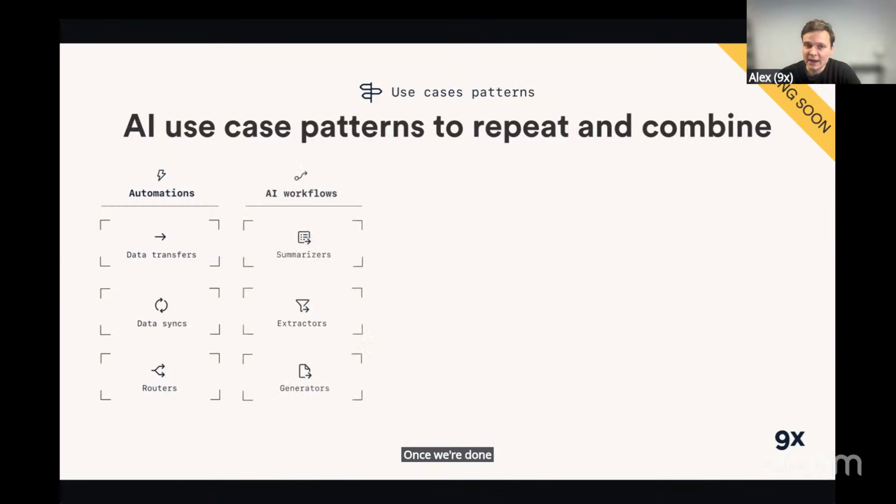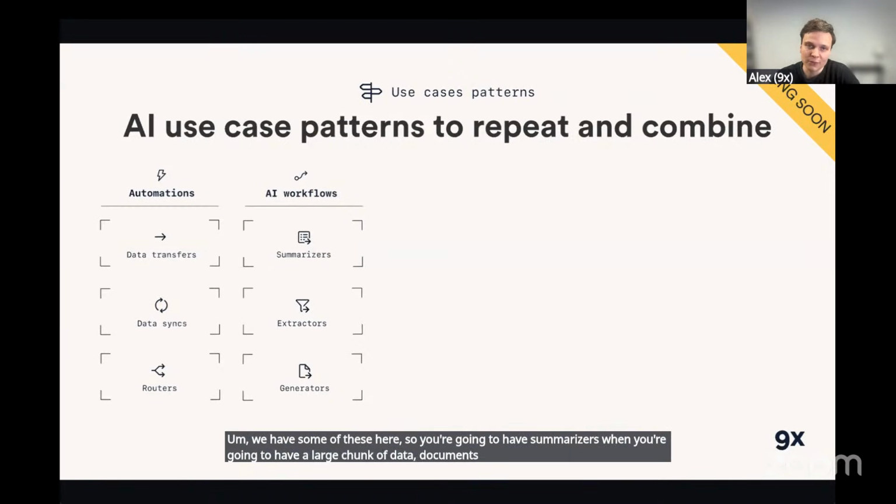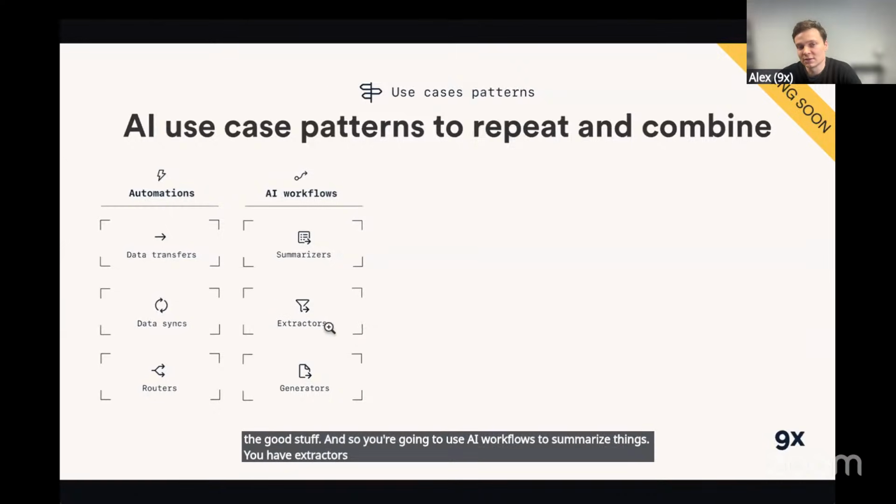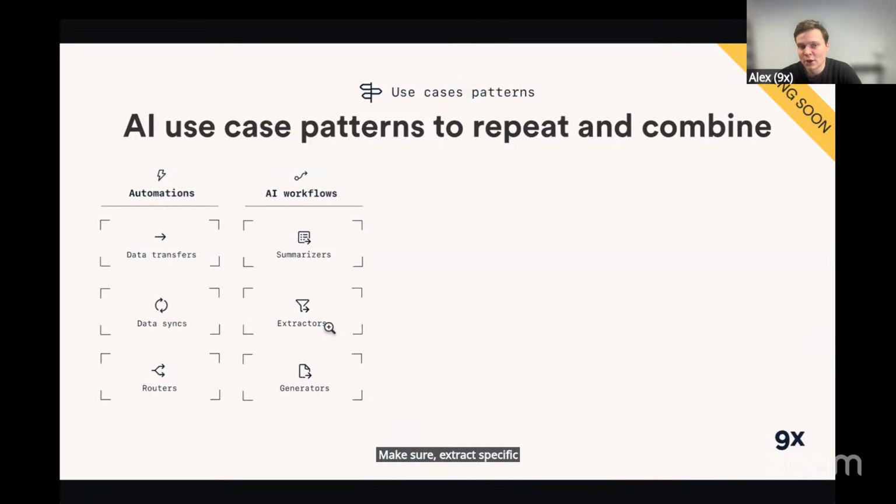Once we're done with automations, we have AI workflows. So what's the difference with AI workflows? You are going to call AI inside an automation. And we have those patterns, those 4 core AI actions. We have some of these here. So you're going to have summarizers, when you're going to have a large chunk of data, documents, a lot of information, and you want the good stuff. And so you're going to use AI workflows to summarize things. You have extractors, they do a different operation there. You want to extract specific data points from unstructured data.